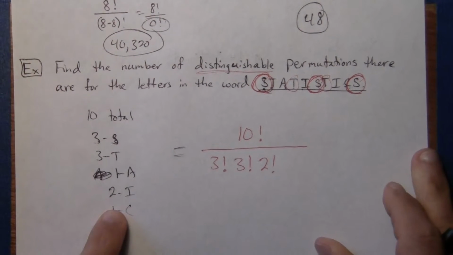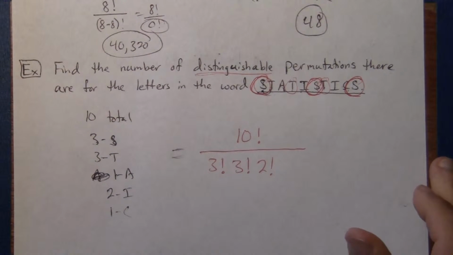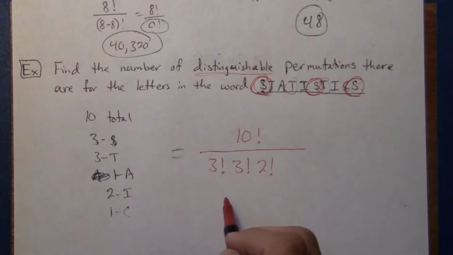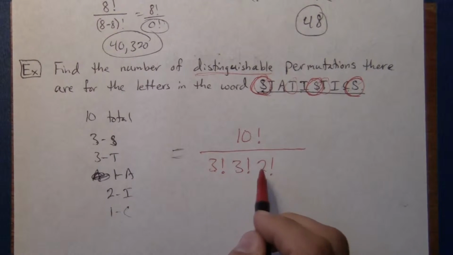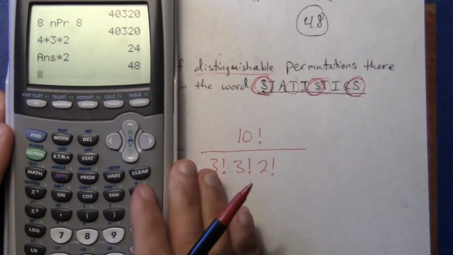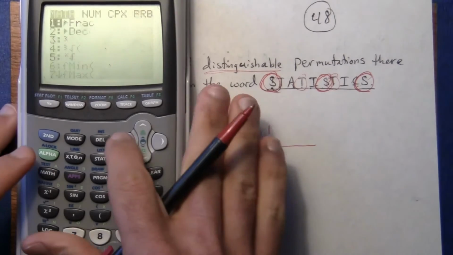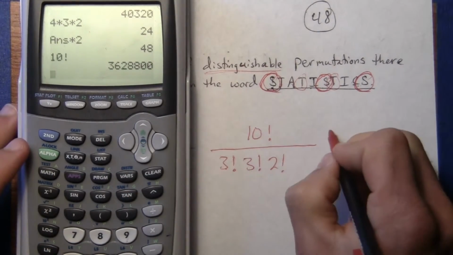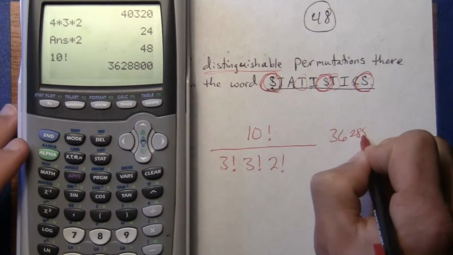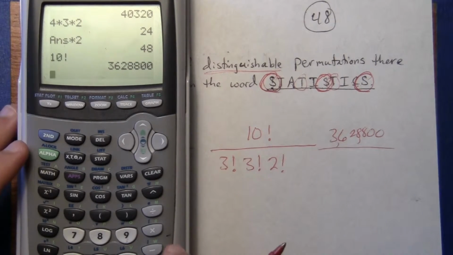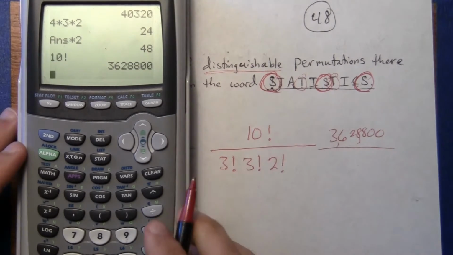And now I just need to figure this out. I can't multiply these numbers together and then take the factorial of that. I need to figure out these factorials separately and then multiply them all together. So it's basically a calculator problem. So you're going to go ahead and type in 10 factorial. And looks like your numerator is 3,628,800. So 3,628,800 ways to rearrange those letters.